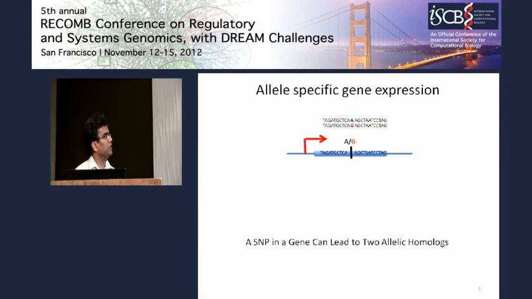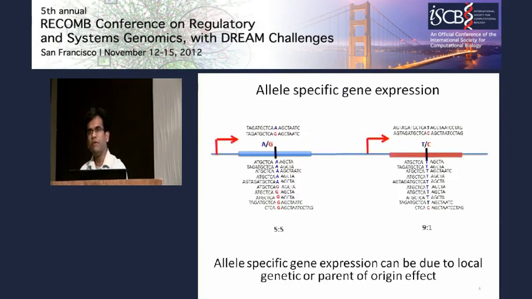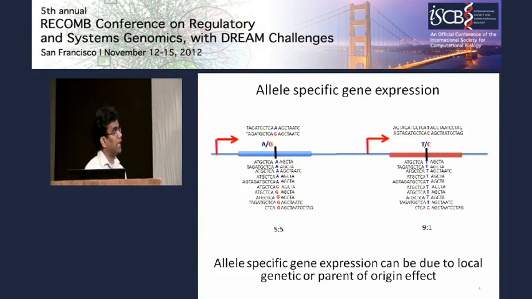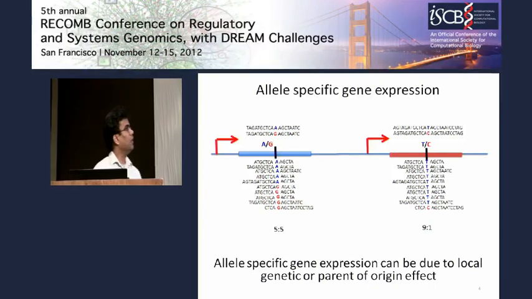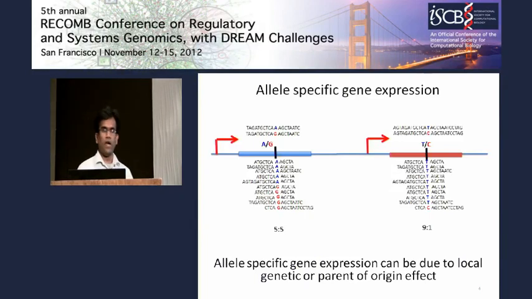So what happens if this gene is getting expressed? Typically, we would expect that both the allelic homologs with the allele A and G would be equally expressed, just like here. But for some genes, one allele may be preferentially expressed over the other. For example, here in this gene, the allelic homolog with the T allele is almost 90% expressed compared to the allelic homolog with the C allele. So this preferential expression of one allele over the other is called allele-specific expression.